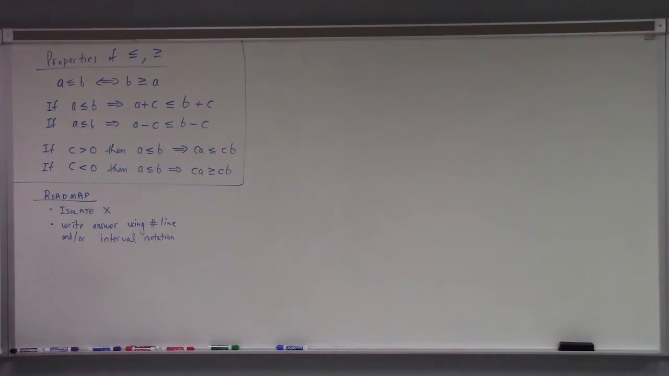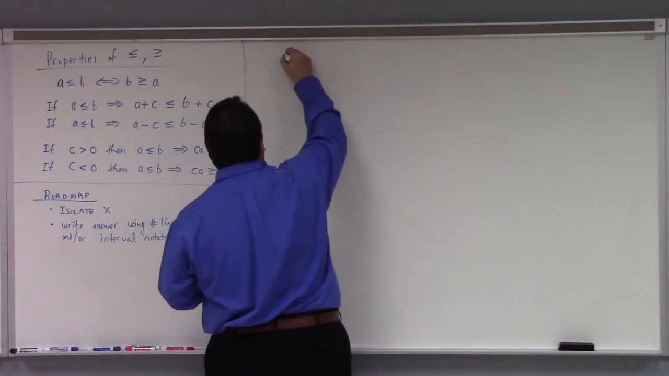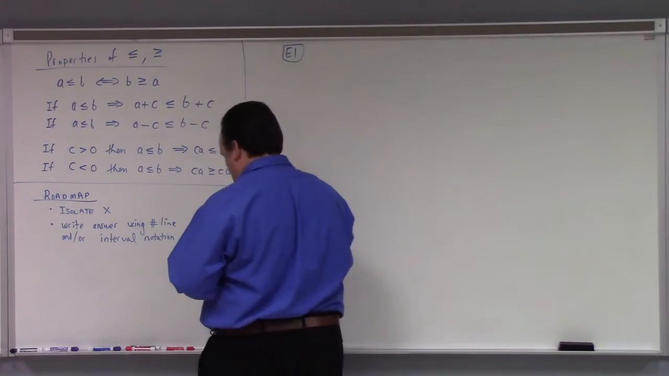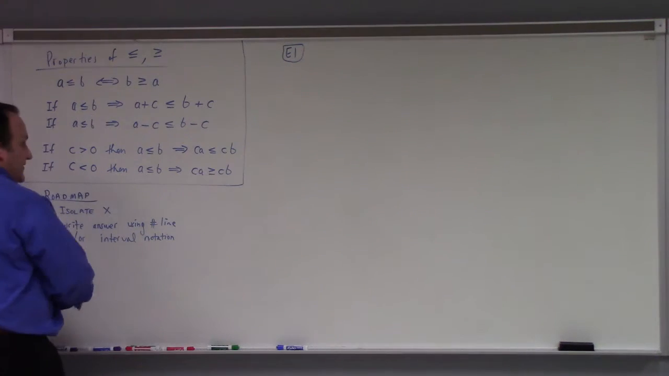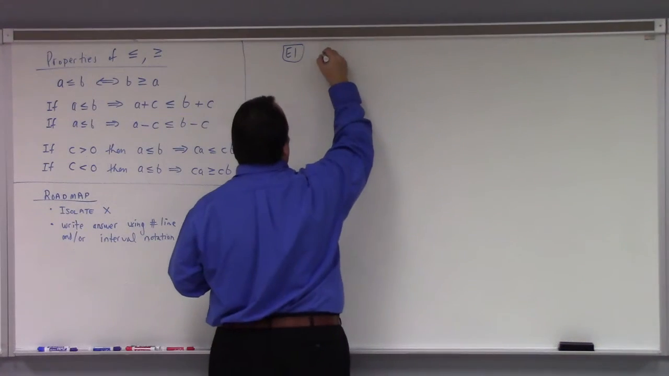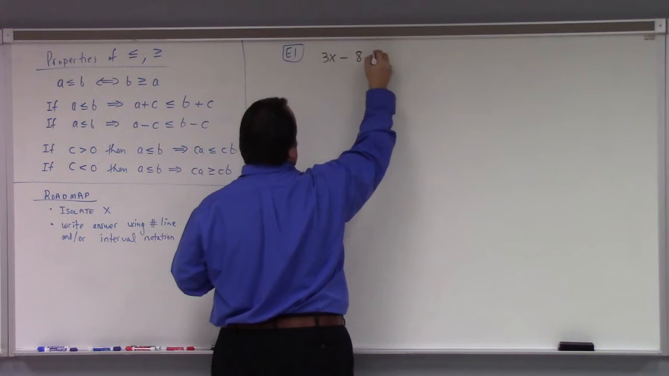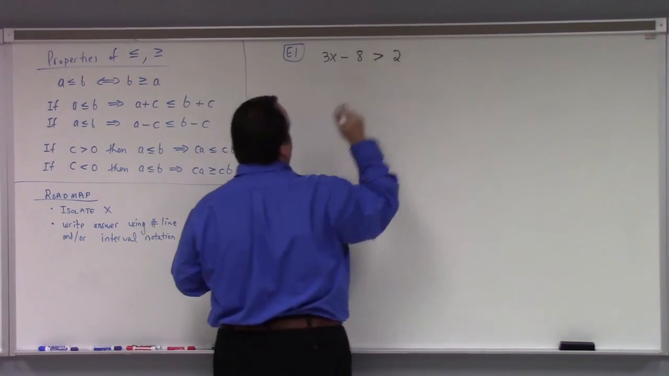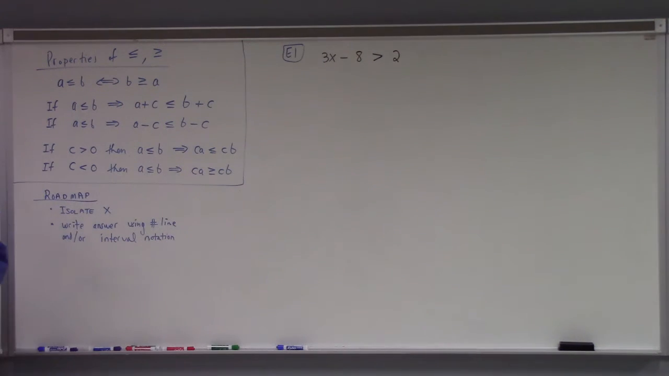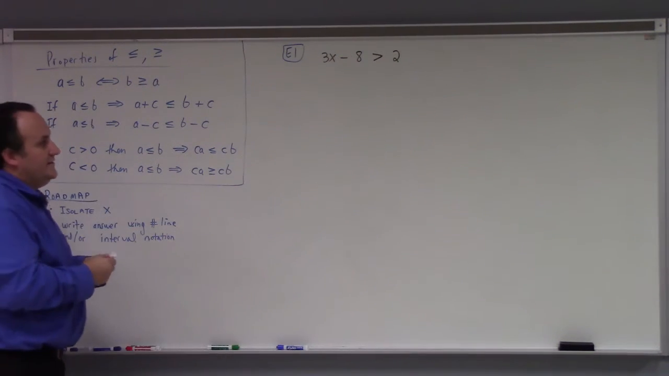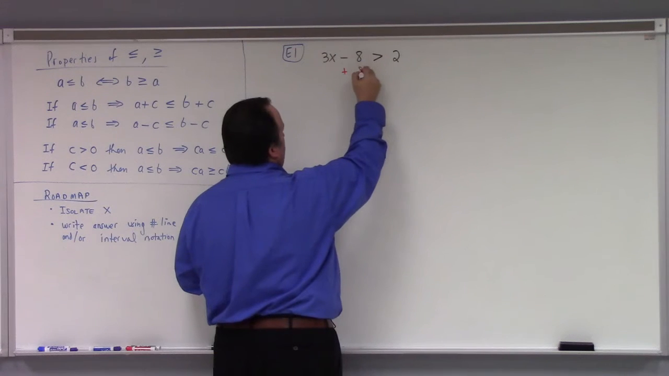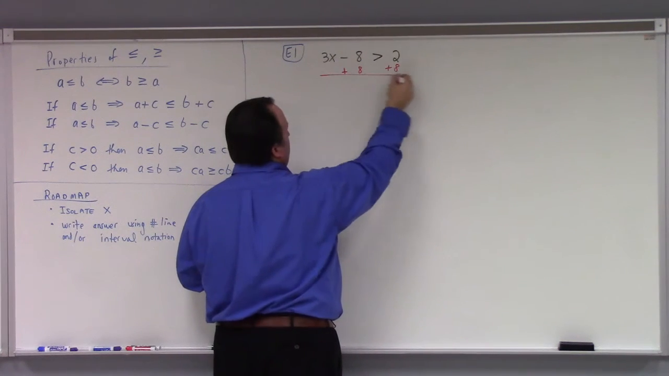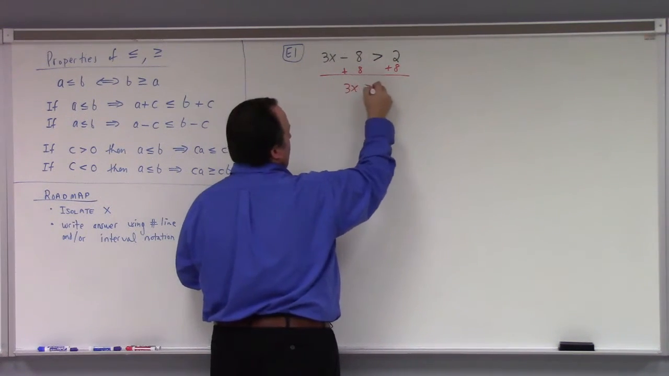So here's example 1. Let's suppose we're going to solve 3x minus 8 greater than 2. So what do you want to do? Add 8 to both sides. I like it. So one thing at a time. Let's see here. So we get 3x greater than 10.